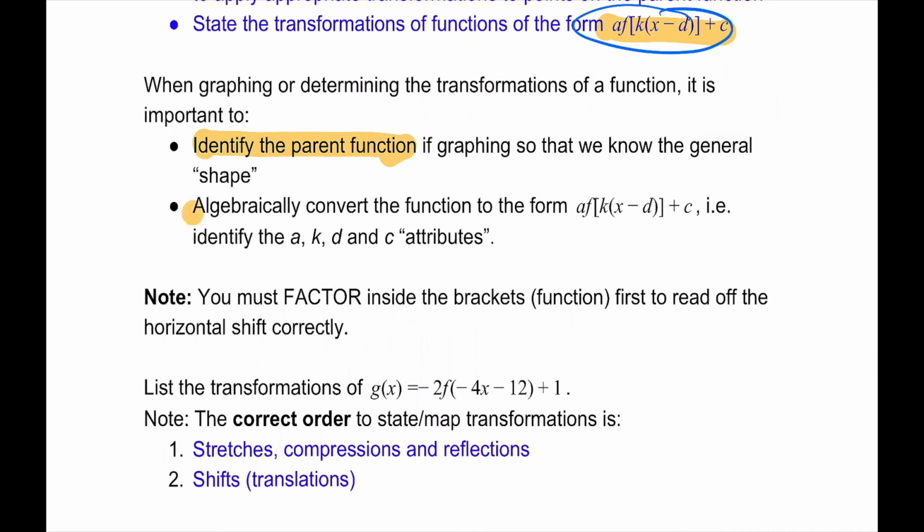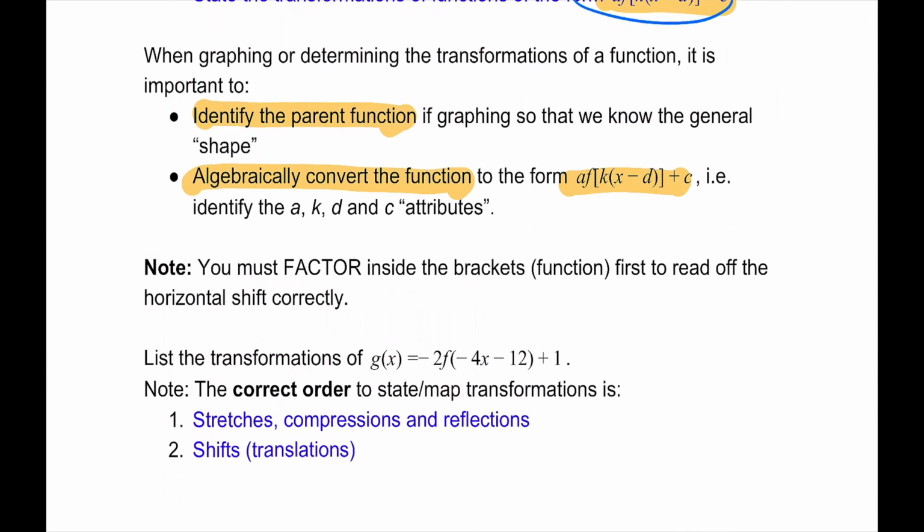Algebraically, we're going to be able to convert the function to the general form, a f of k times x minus d, plus c, that is, identify the a, k, d, and c attributes. So it's really important as we look at this that we must factor inside the brackets, inside the function, in order to read off the horizontal shift correctly. This is because when we look at horizontal translations, we actually want k multiplied to just x, so we need to factor that out, because really we need to apply the stretch first before we apply the shift.